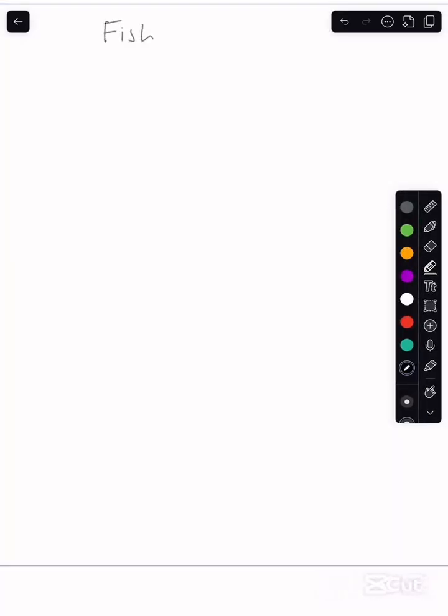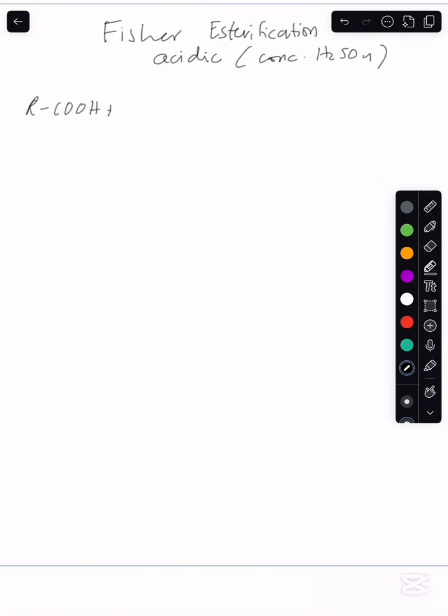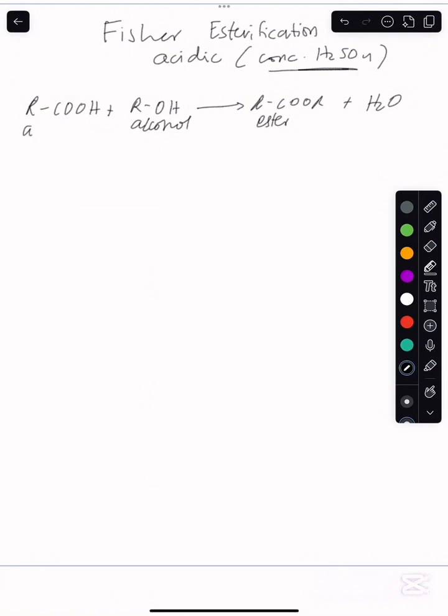Today we are going to discuss Fischer Esterification, in which acidic conditions are met and it is done in the presence of concentrated H2SO4, such as sulfuric acid. So what we do is we take a carboxylic acid and an alcohol, we react them under these conditions, and then we form an ester with the removal of water. So that's the carboxylic acid, that's the water molecule.